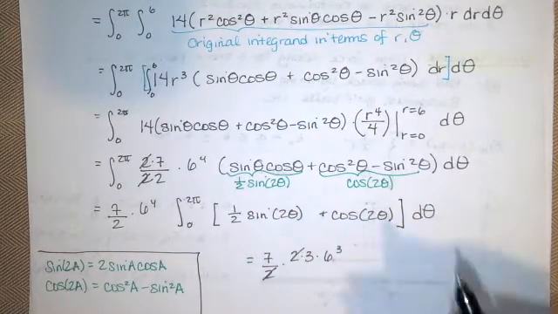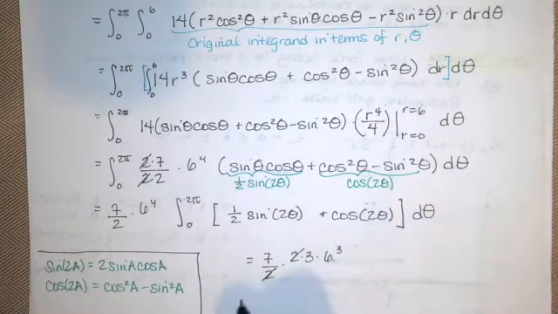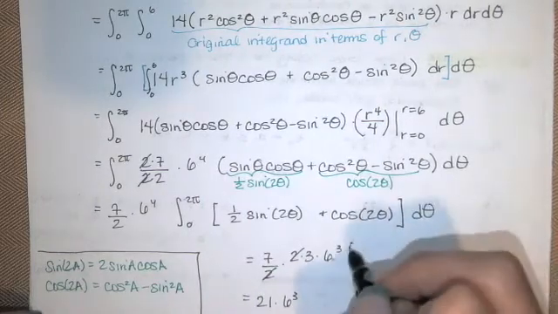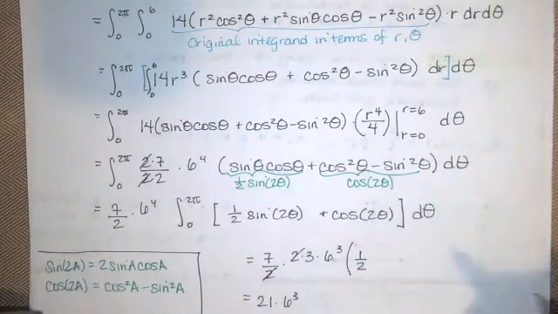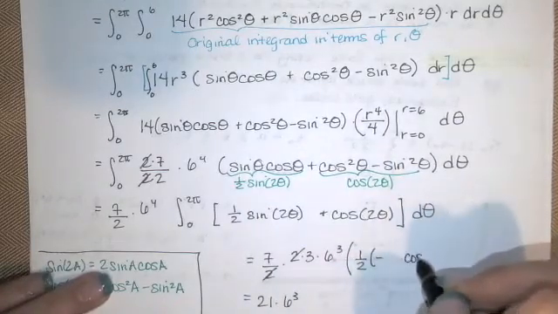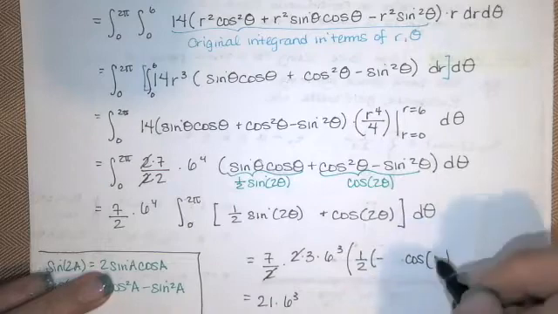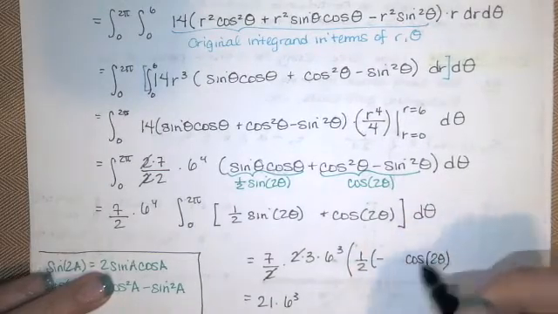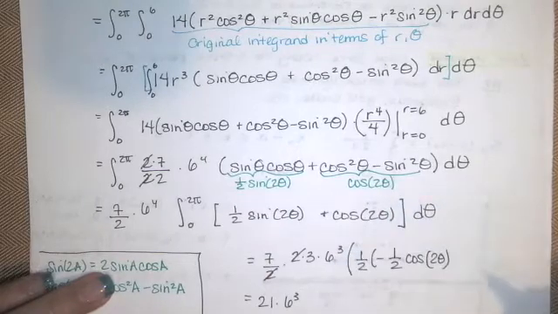One of the 2's will reduce there. So 21 times 6 cubed. And then over here, we're going to have 1/2, bring that half down. The antiderivative of sine of an angle is negative cosine of that angle. If you've got a constant multiplying your angle, if we were to take the derivative, we'd have to multiply by that constant. To take the antiderivative, we've got to divide by it.